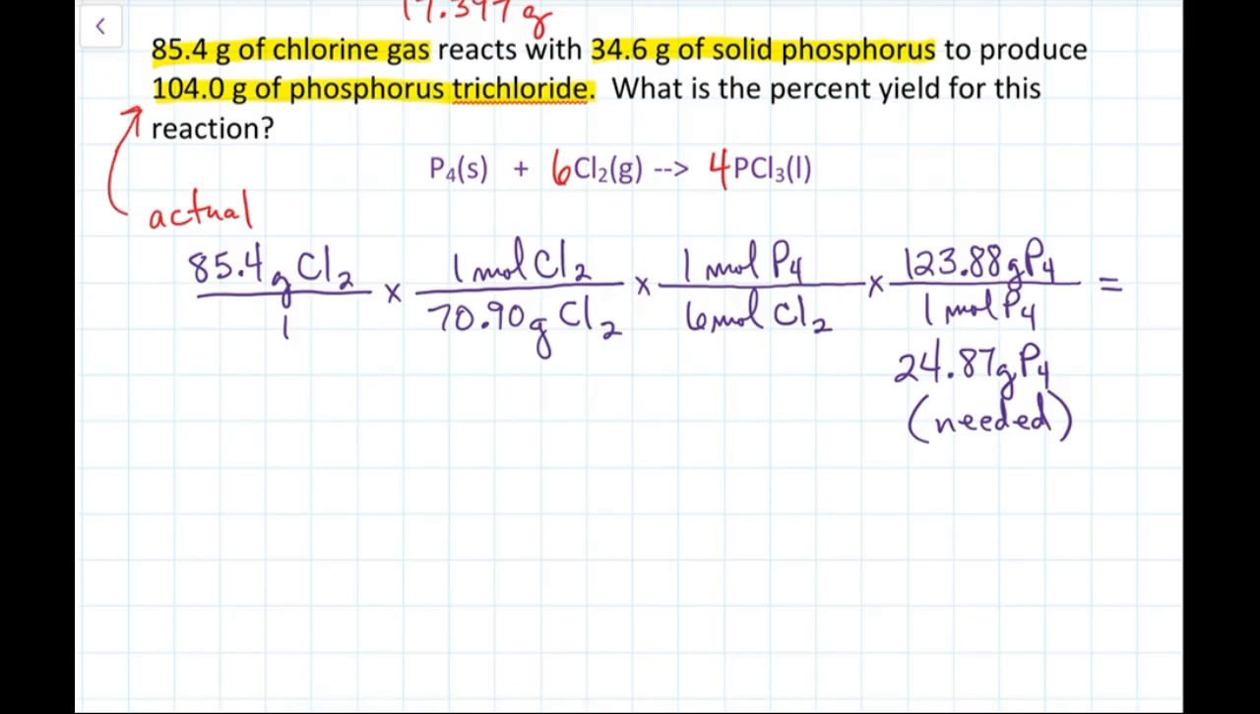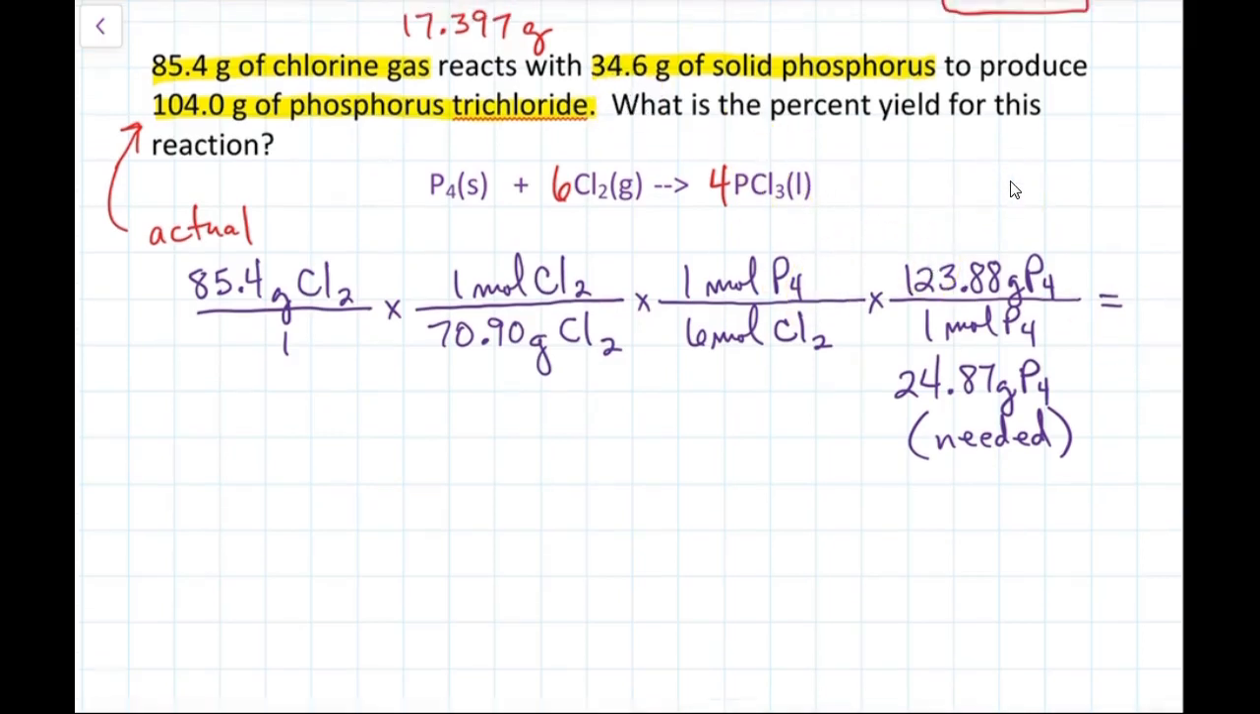Okay, so you can see there I got 24.87 grams of P4. That I labeled as needed. Whatever you calculate here in this step is the amount needed. So right now, again, we're just figuring out the limiting reactant. That's our first step. So which one's limiting? Well, I have 34.6 grams of phosphorus, and maybe I should go up and label that. So this is how much I have. And I need less than that. About 10 grams less than that. That means that solid phosphorus is my excess reactant, right?